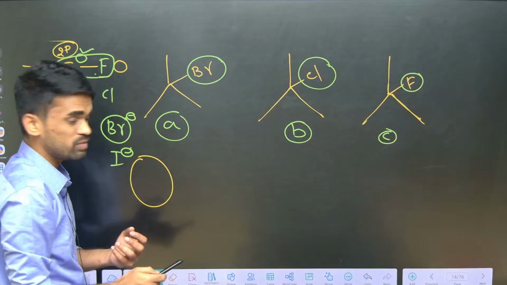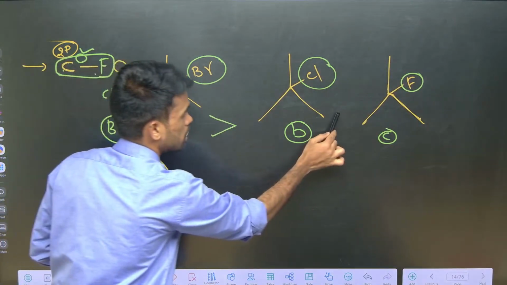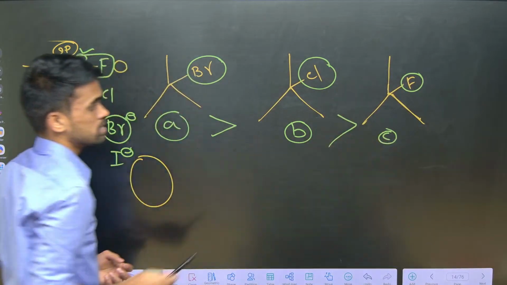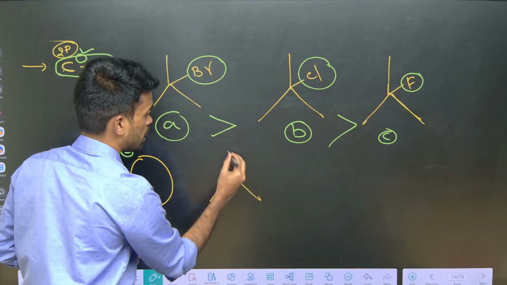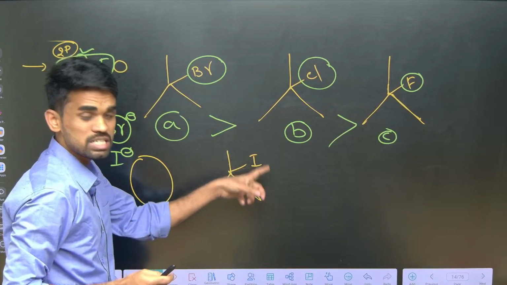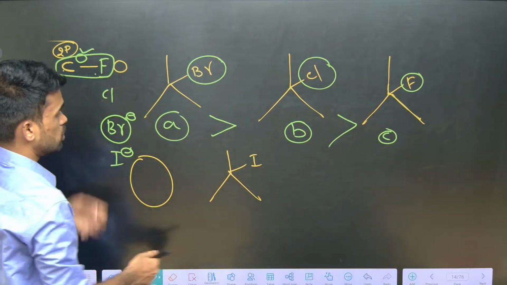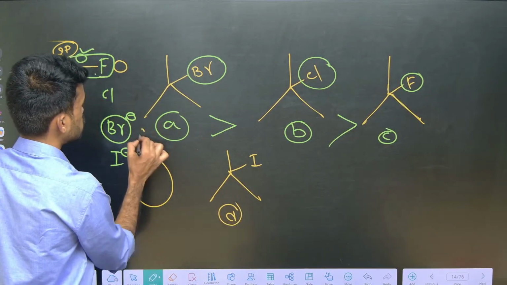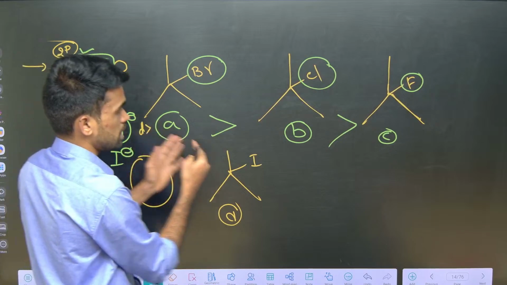So what is the reactivity order? A is more reactive than B, is more reactive than C, and if I add one more compound like this, iodide, where does it come? Yes, iodide is larger in size now, so it will be first here. So D will be first. So more reactive is D, next A, B, C.